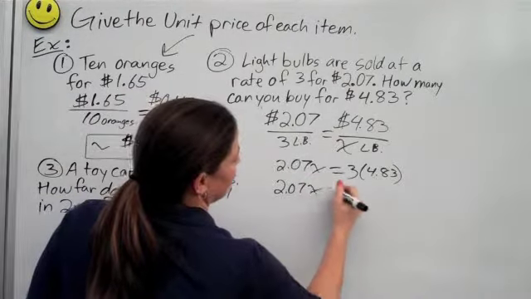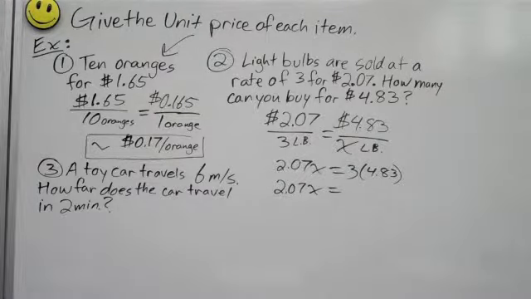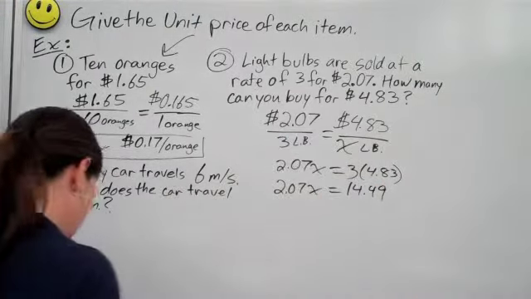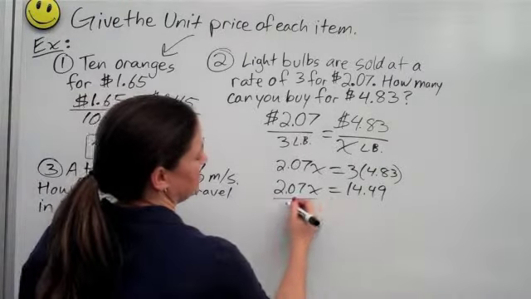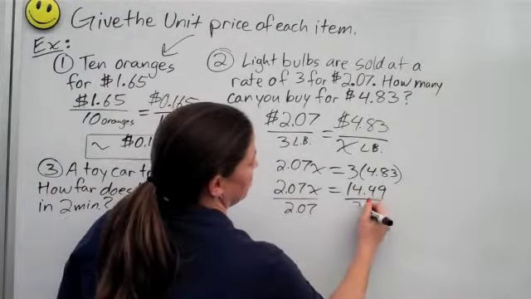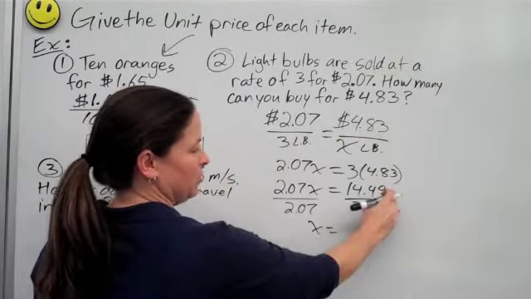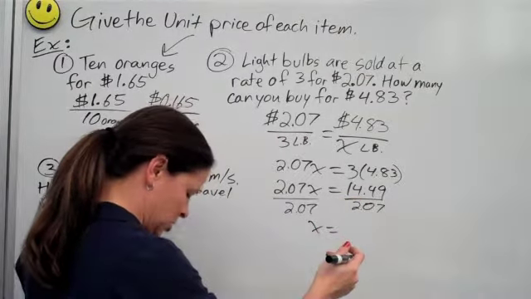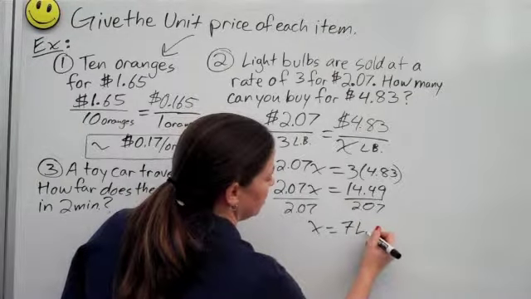I have 2.07x equals, and 3 times 4.83 is 14.49, which we could do all the multiplication for and solve. And if I still want to get x by itself, last step, divide by 2.07, divide by 2.07. And as you can see, 7 goes into 49 7 times, and 2 goes into 14 7 times. So this is actually going to work out really nicely, and it equals exactly 7. And we were talking about light bulbs.